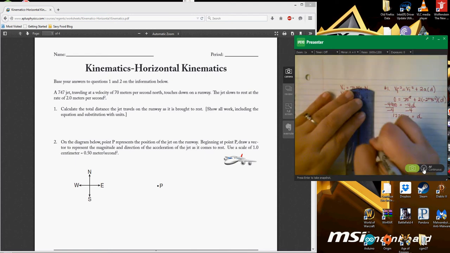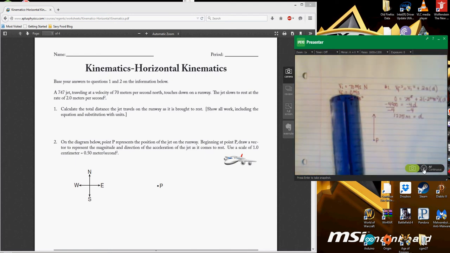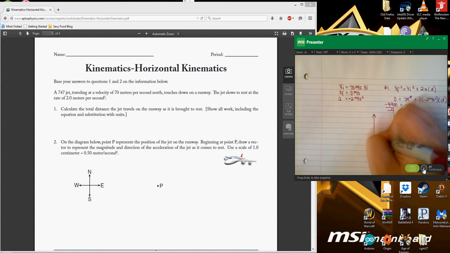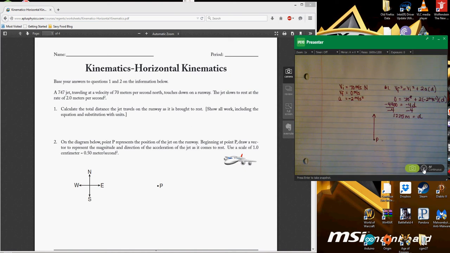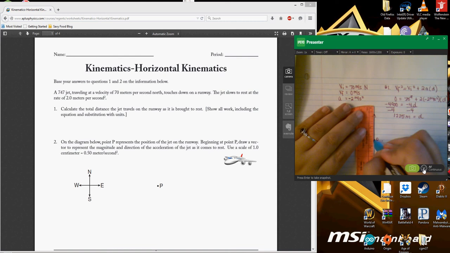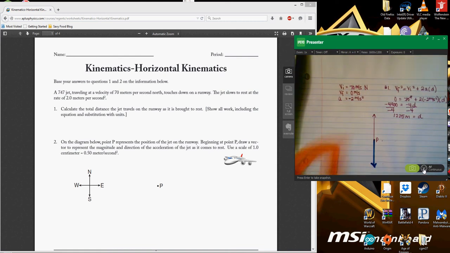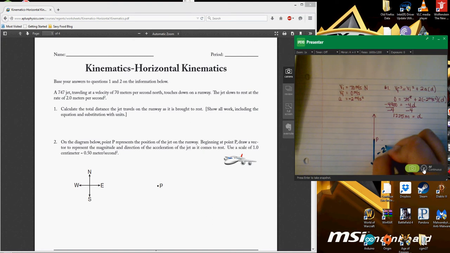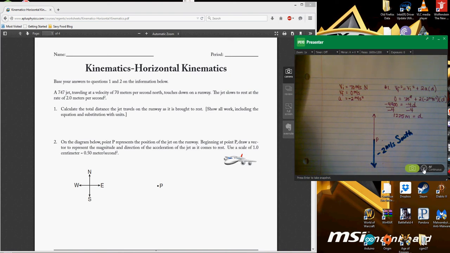Alright. Question number 2: on the diagram below, point P represents the position of the jet on the runway. Beginning at point P, draw a vector to represent the magnitude and direction of the acceleration of the jet as it comes to rest. Use a scale of 1 centimeter equal to 0.5 meters per second squared. So if we have this direction, which is P, we know that the jet was moving in the north direction. So I'm just going to draw it going north. And it is not to scale. So this is the plane going in the north direction.